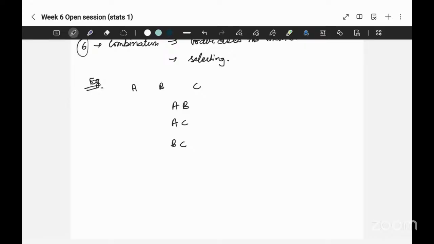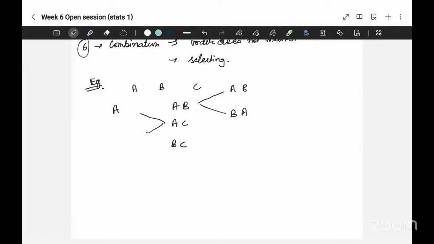Now in each of the combinations, let's take AB. In this AB, we can have two arrangements, right? In the first place we can have A, in the second place B. Similarly, B in the first place and A in the second place. Similarly for AC, I can have two arrangements: A then C, and C then A. Similarly for BC: B, C and C, B. In total, how many arrangements do I have? Six. And total combinations, I have three, correct?